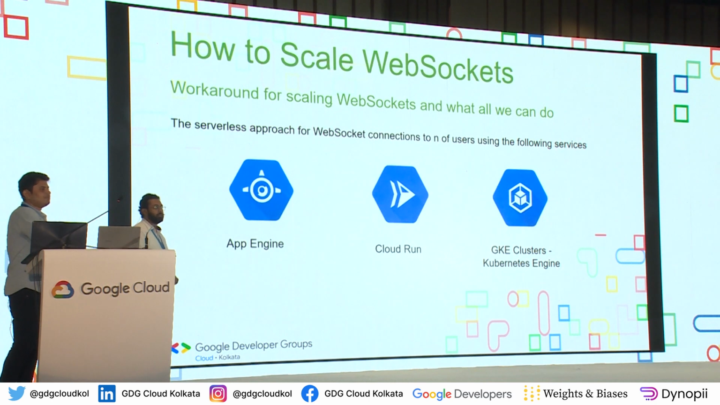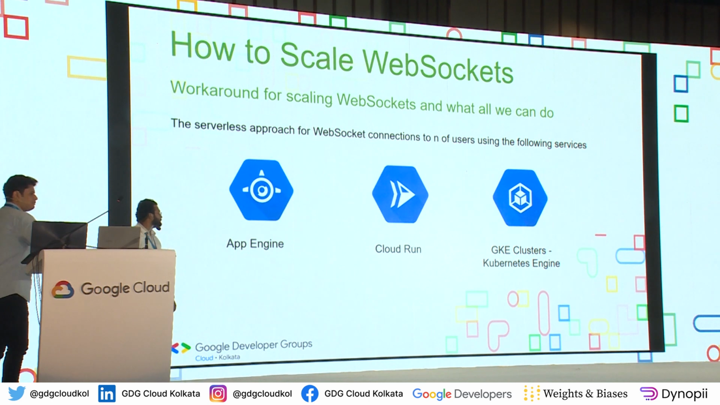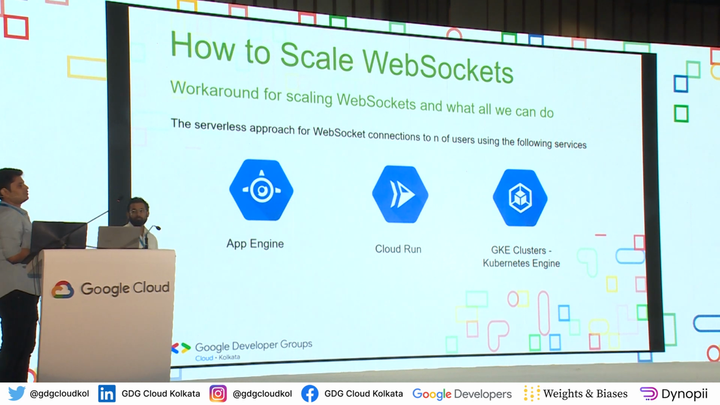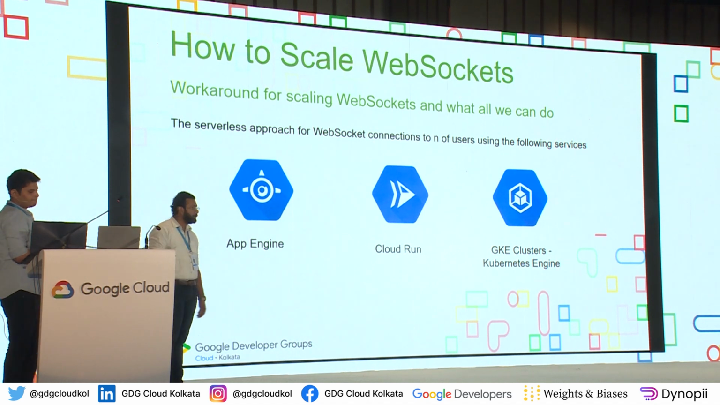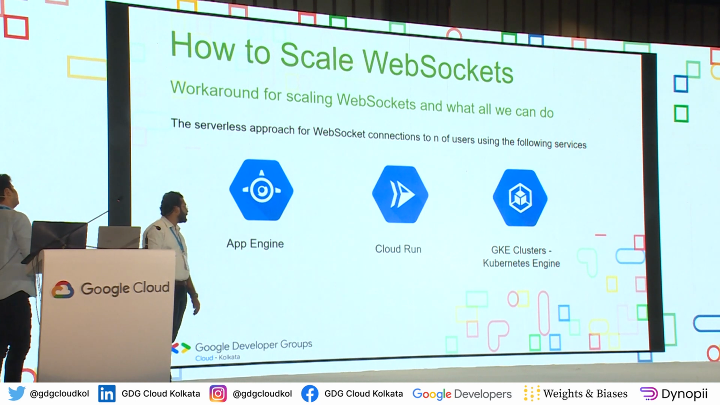Now, how to scale WebSockets? These are the possible solutions that you can use. First is App Engine, that's the serverless approach. Second is Cloud Run. The difference between them is, for App Engine, you simply create your Node app and deploy it to App Engine, and App Engine takes care of it all. But in the second case, you can containerize your application and deploy it to Cloud Run. So it will be mostly like a CI/CD pipeline. You deploy your code, Cloud Run will pick it up, and the server will be created according to the configurations which you have set.